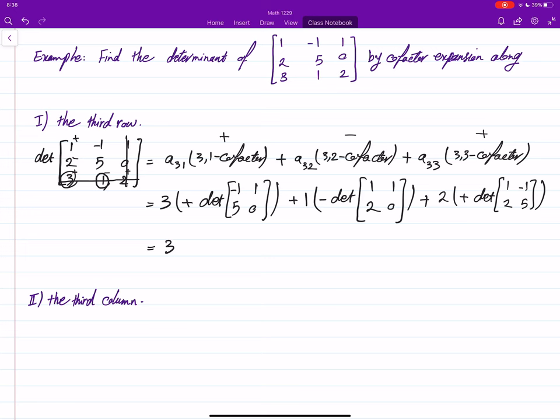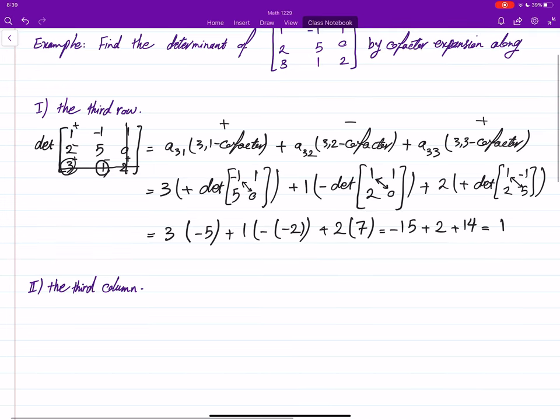So this is 3 times negative 1 times 0 is 0 minus 5. So I just write that one plus 1 times 1 times 0 is 0 minus 1 times 2 is negative 2, plus 2 times 1 times 5 is 5 minus negative 2, this is 7. So we have negative 15 plus 2 plus 14. This adds up to 1. Okay, so we found it by expanding along the third row.